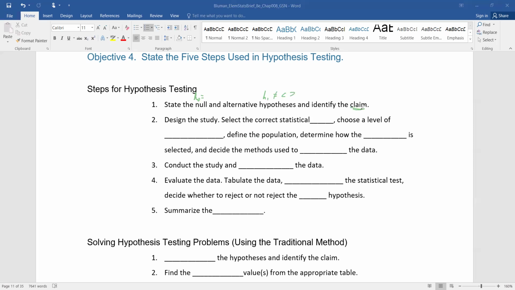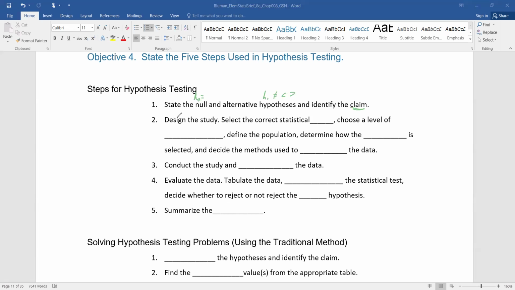Then we have to determine the claim. The claim is, what is the researcher wanting? Is the researcher stating that it's equal to? Then the null is our claim. Or is the researcher stating that it's not equal to, or it's less than, or it's greater than? If that's the case, then the alternative hypothesis would be our claim.